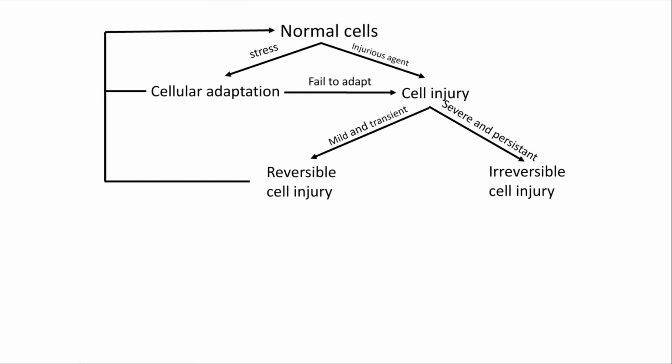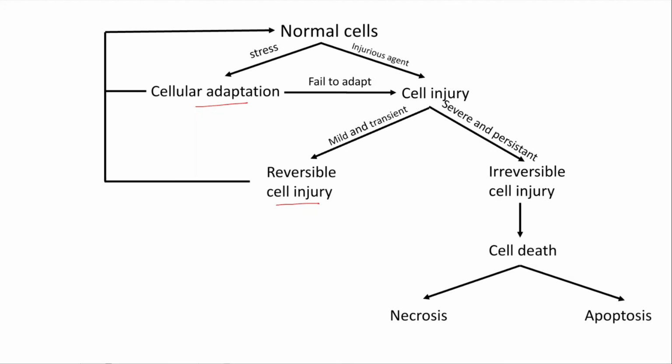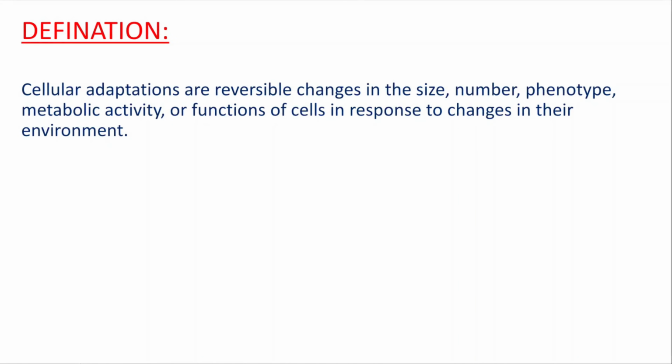In both the case of cellular adaptation and reversible cell injury, the cell will revert back to normal on removal of the stress. But if an irreversibly injured cell undergoes persistent injury, the cell will undergo cell death, either by necrosis or by apoptosis. Now let's go in detail about definition of cellular adaptation.